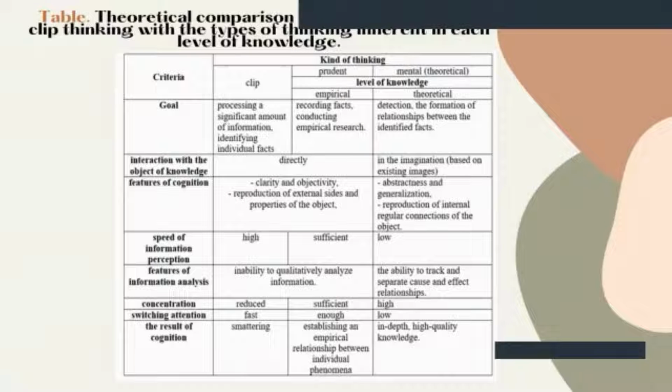As we can see from the table, clip thinking is similar to rational thinking, which dominates the empirical level of knowledge, in such criteria as interaction with the object of knowledge, especially the analysis of information. The result is either superficial knowledge or the establishment of an empirical relationship between individual phenomena. According to other criteria, no similarities were found between them.